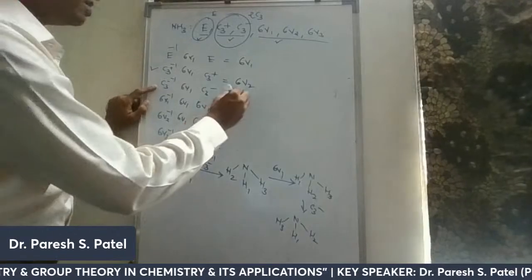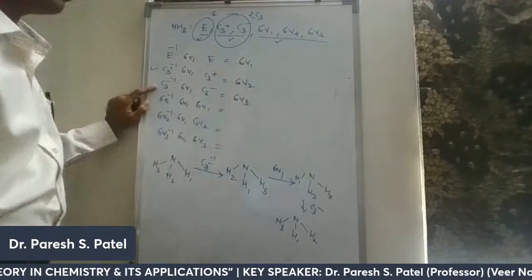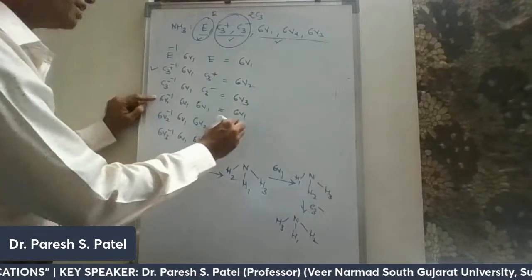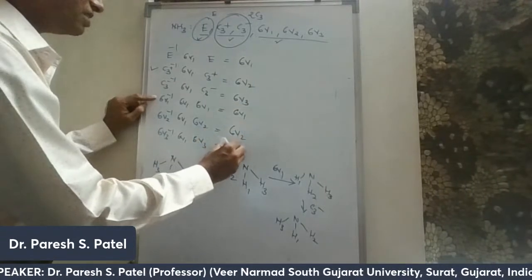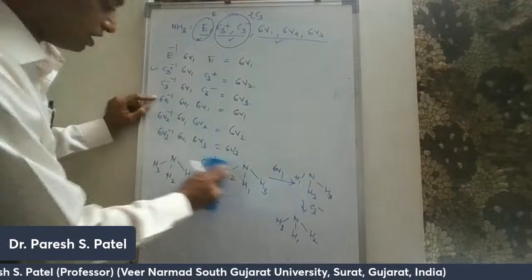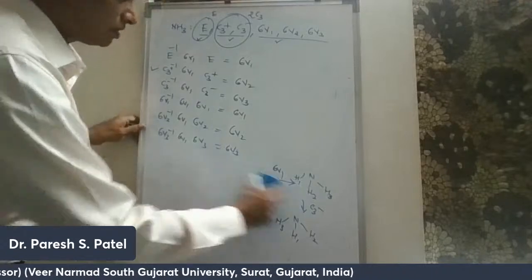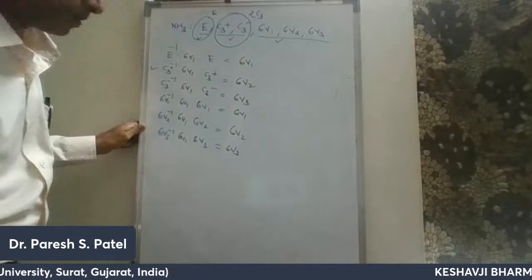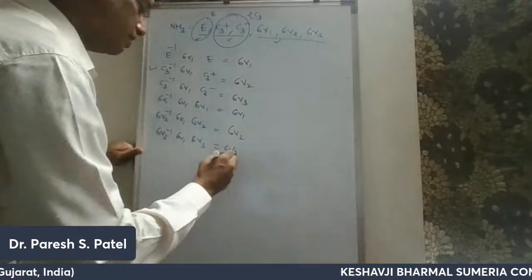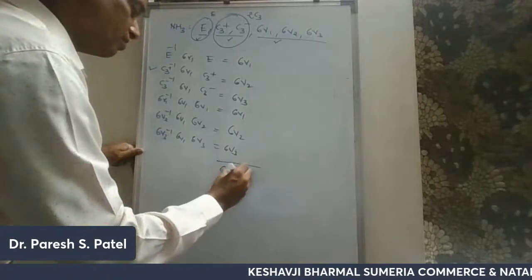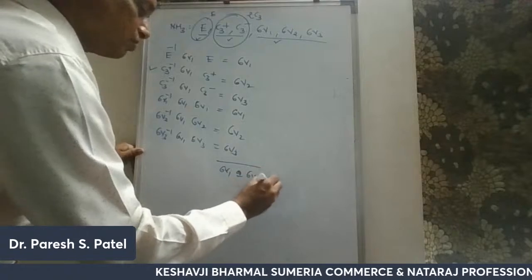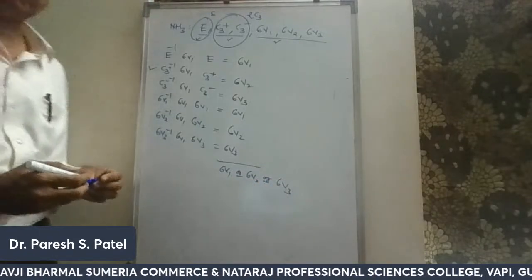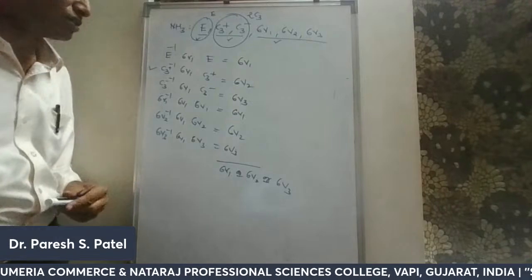So this is nothing but the sigma V3. This is again sigma V1. I think this is sigma V2 and this is sigma V3. So overall result is nothing but the sigma V1 or sigma V2 or sigma V3. Overall results will be the sigma VA or sigma VB or sigma VC.